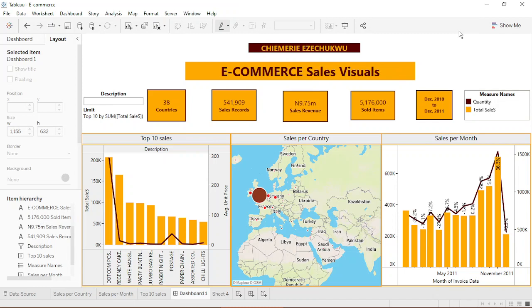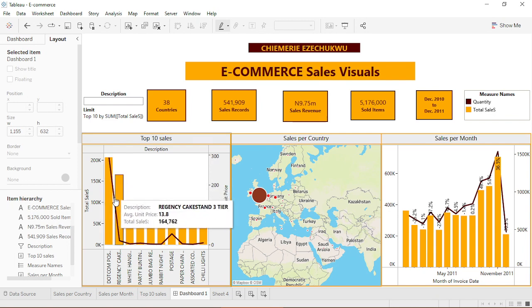The first is which product was sold the most. When we look at this data, we see that this particular product, .com postage, was sold the most, and it had an average unit price of 290.9, and the total sales made were 206,245.